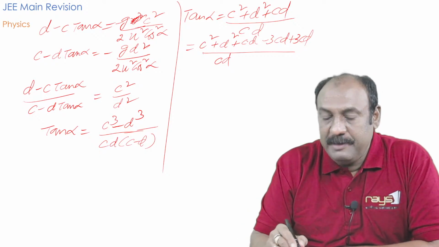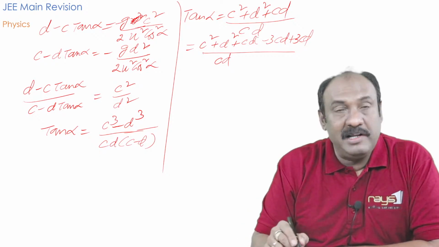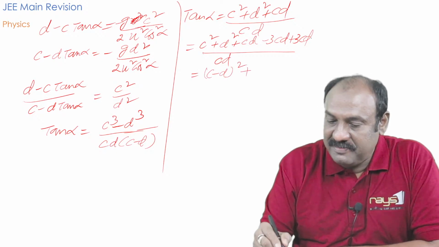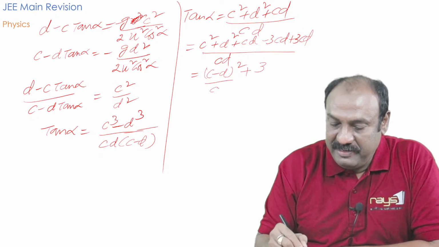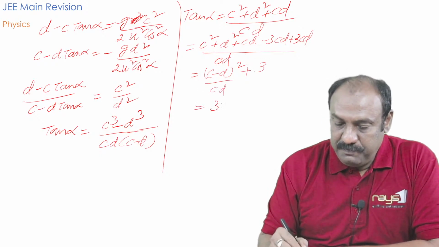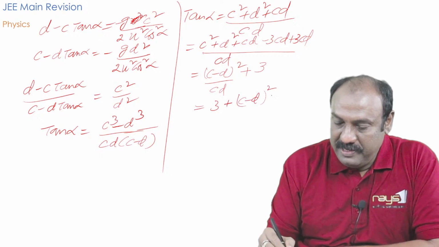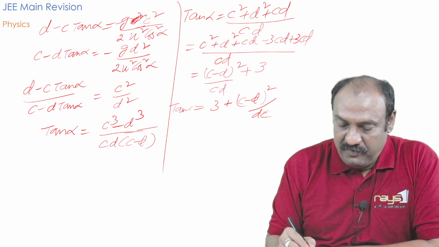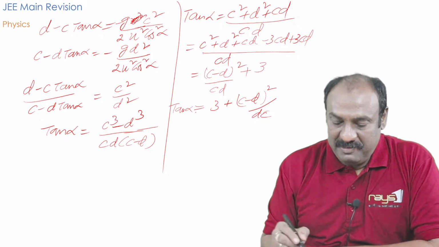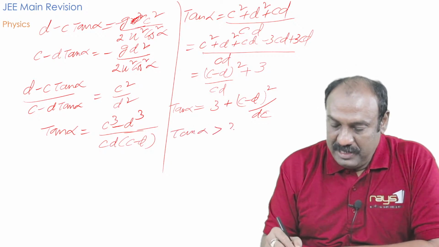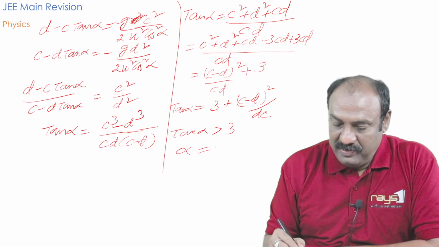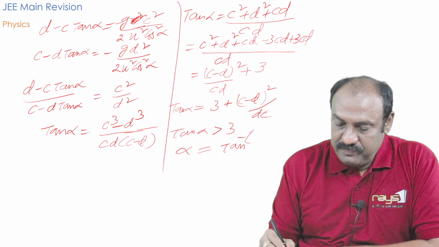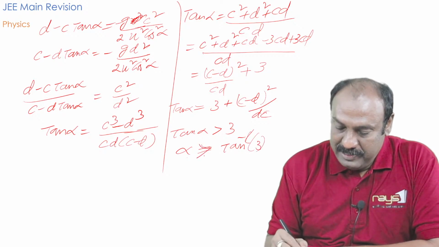So, minus 3CD plus CD will give minus 2CD. So that will give (C minus D) whole square, plus 3CD by CD, that is 3. So that is 3 plus (C minus D) whole square by CD. Indirectly, tan alpha is equal to 3 plus something. So tan alpha is more than 3. So alpha is more than tan inverse 3. More than tan inverse 3 is the answer.